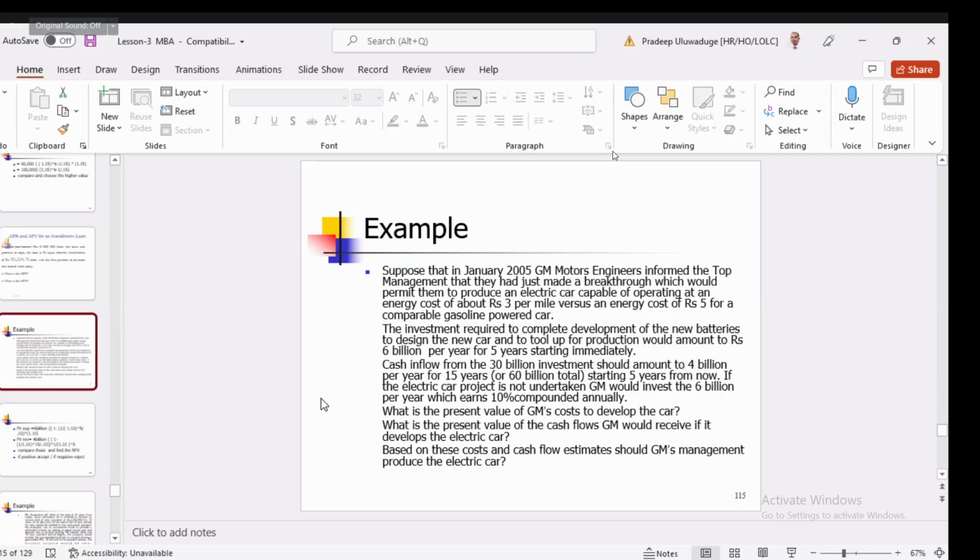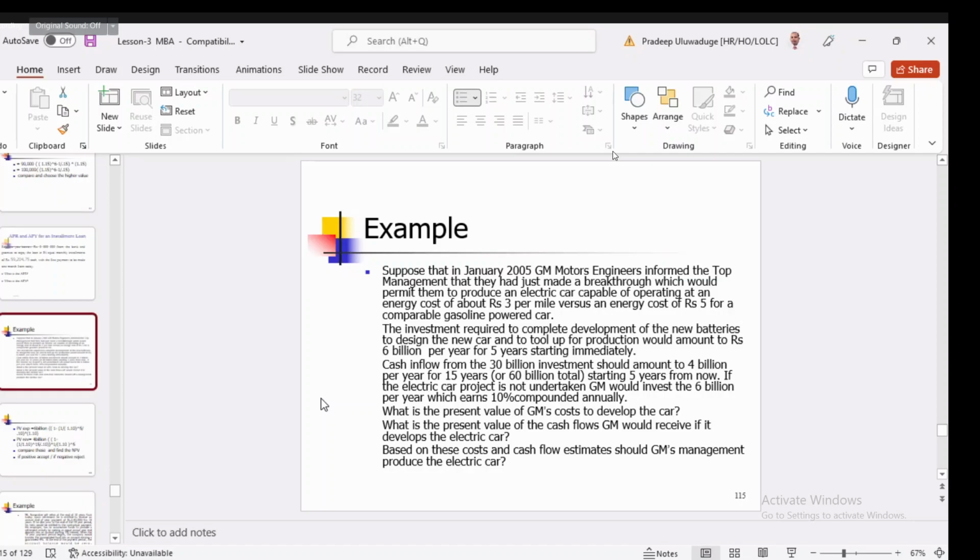The investment required to complete development of the new batteries, to design the new car, and to tool up for production would amount to rupees 6 billion per year for 5 years, starting immediately. Cash inflow from the 30 billion investment should amount to 4 billion per year for 15 years, or 60 billion in total, starting 5 years from now. If the electric car project is not undertaken, GM would invest 6 billion per year, which earns 10% compounded annually. So that is the opportunity cost.